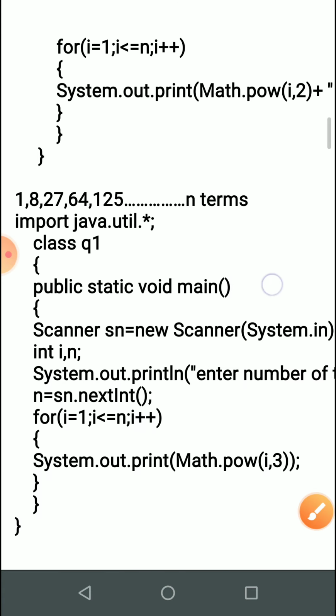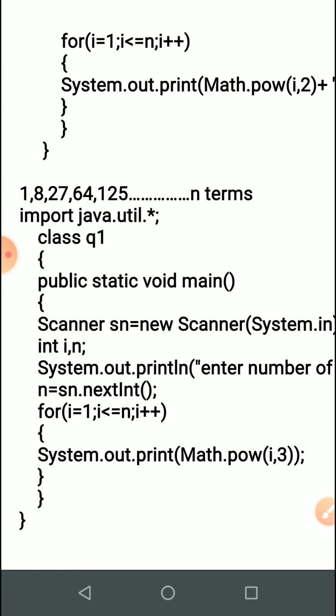Next series is also the same thing: 1, 8, 27, 64, 125. This time, if you see, we have done the square. After doing a square, what will it be? 1 cube, 2 cube is 8, 3 cube is 27, 4 cube is 64, 5 cube is 125.